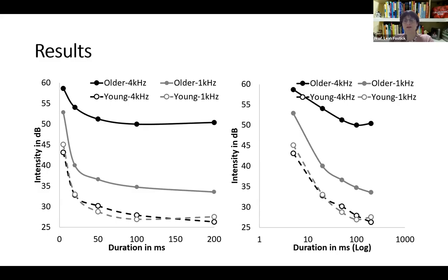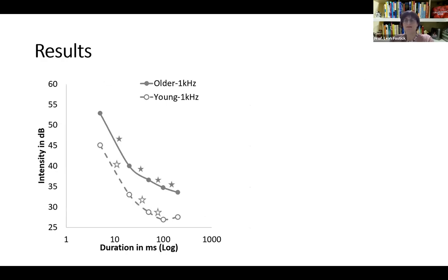Temporal summation is evident for both age groups, mostly up to 100 milliseconds. For young adults, there is no difference between 1 and 4 kHz. This is contrary to our expectations. While for older adults, detection threshold and temporal summation are different between these frequencies. Let's look into the results.